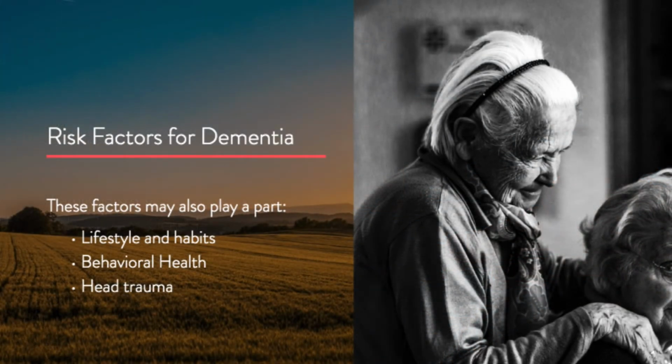There are other risk factors that may play a role in developing dementia, some of which can be prevented or managed to reduce risk. These include lifestyle and physical environmental factors. For example, diets high in fats, carbohydrates, simple sugars, or diets low in fruits and vegetables may contribute to poor health, and this may be a risk factor.